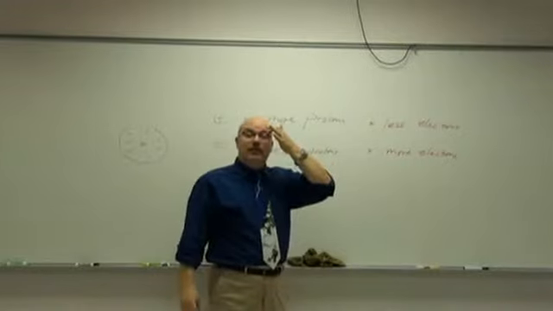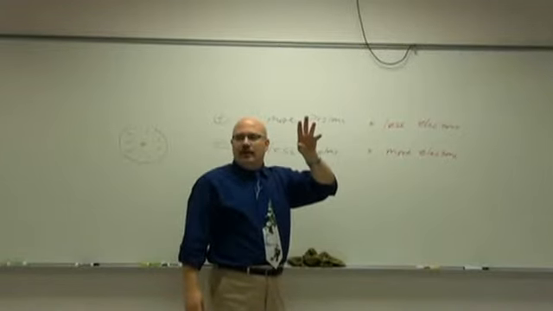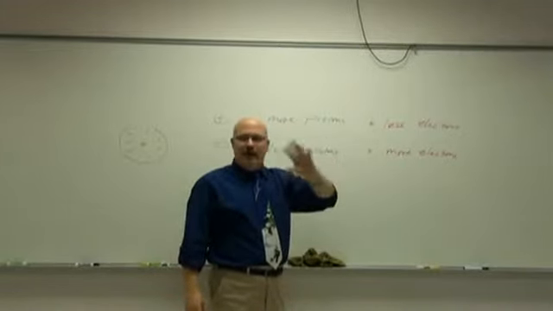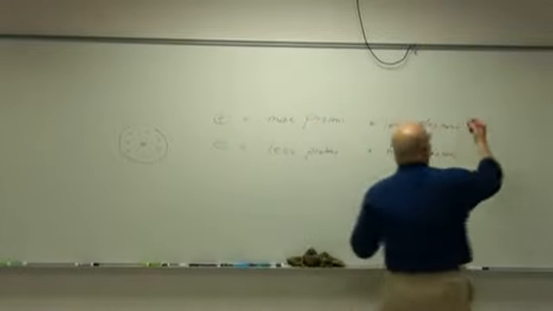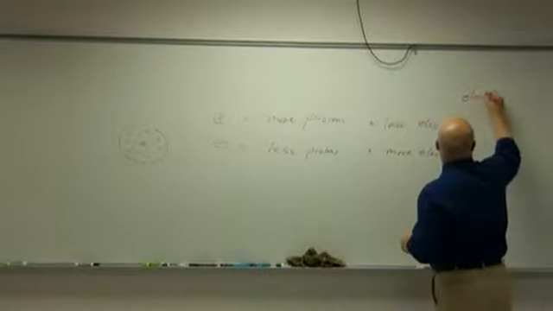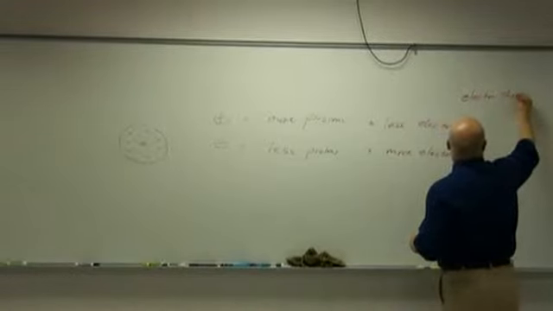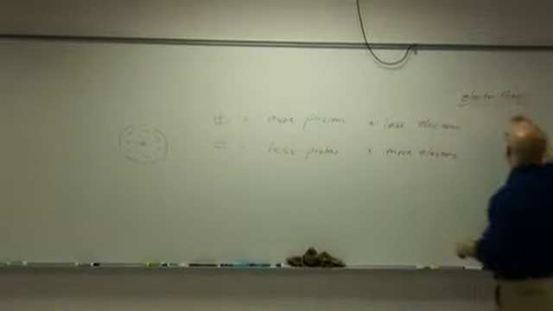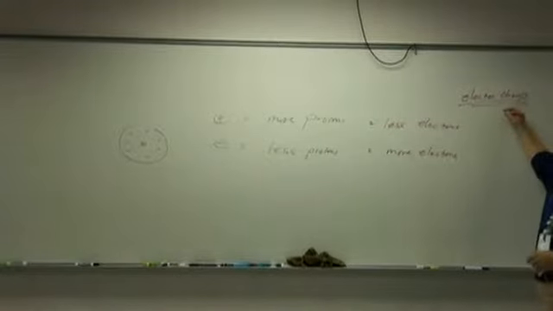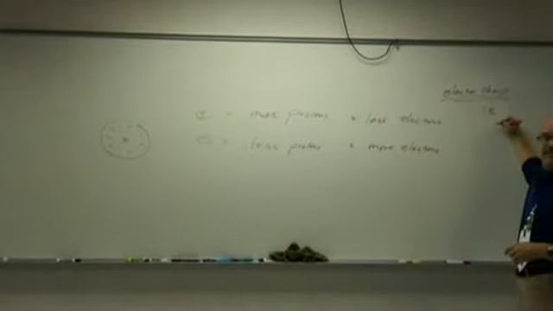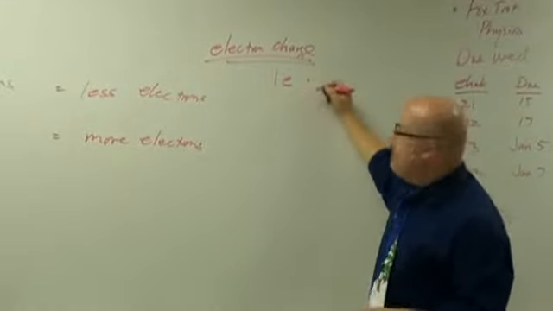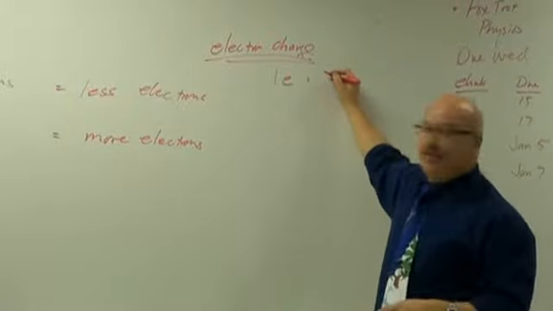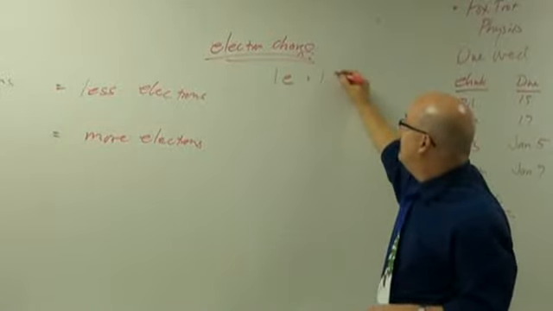Now, the next thing you want to understand is that we don't really have a fluid moving back and forth. It's the movement of electrons, and electrons have charge. Electron charge is 1e. What is 1e? Look it up. 1.6 times 10 to the negative whatever.